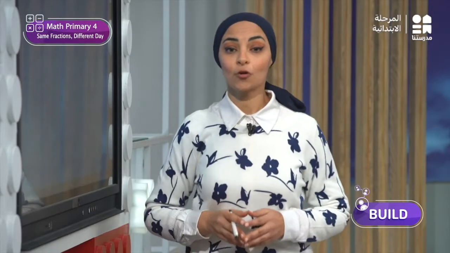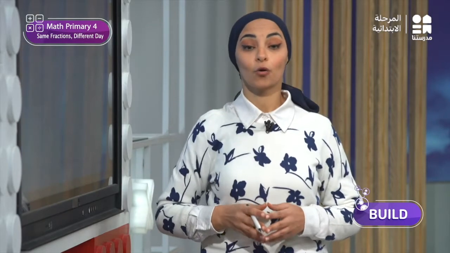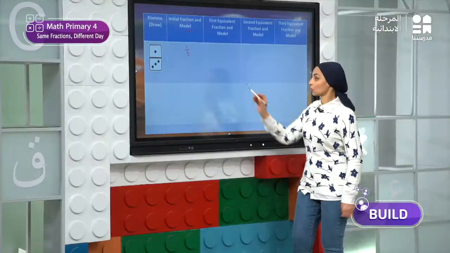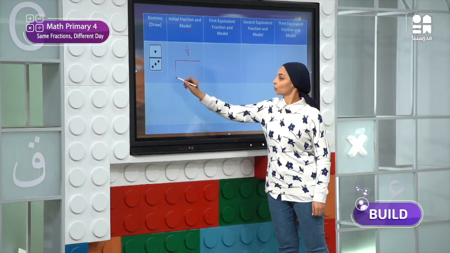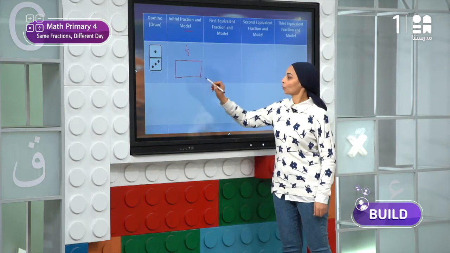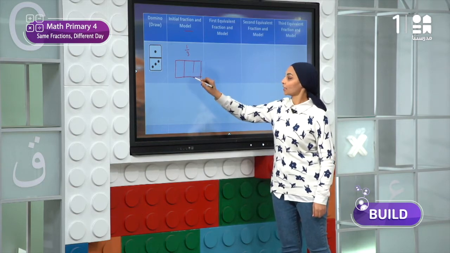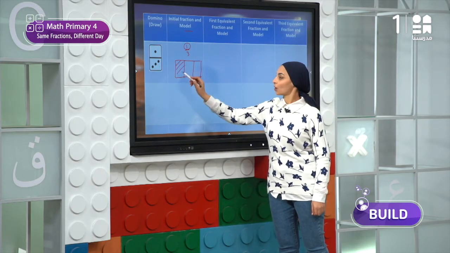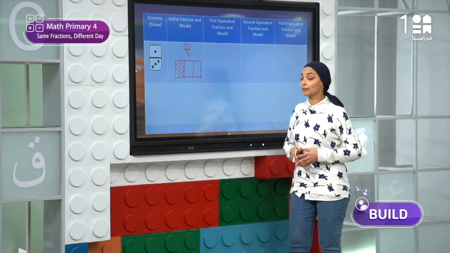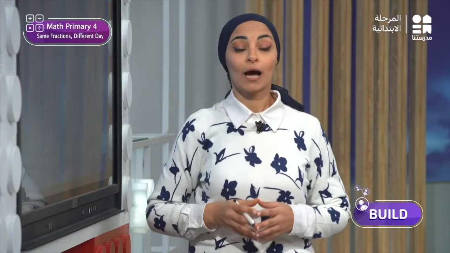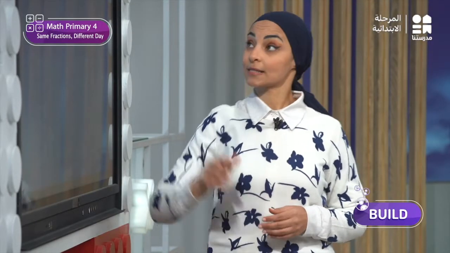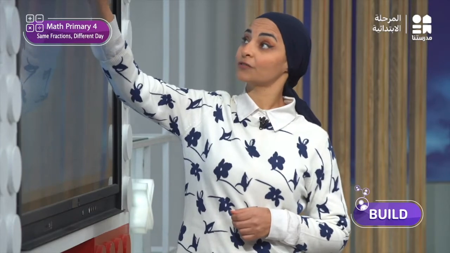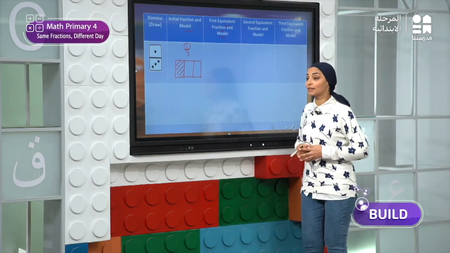And now let's draw the model of 1/3. Okay? So I will draw a rectangle like this. 1/3 means 3 equal parts and only one shaded. So one shaded part out of 3. Right? Now, in the second column, what will I write? Yes, in the second column I want to write the equivalent fraction and also draw its model.